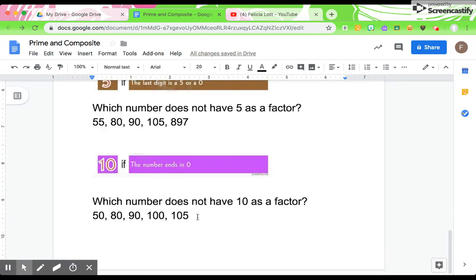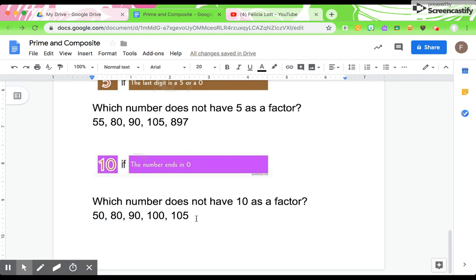And finally, we have 10. So which number does not have 10 as a factor? Some of you might be wondering because 10 is a large number. However, any number that ends in a 0 means that 10 is a factor. So looking at these 5 numbers, 50 ends in a 0, 80 ends in a 0, 90 ends in a 0, 100 ends in a 0, but 105 does not end in a 0, which means that 10 cannot be a factor. However, 105 does end with a 5, which means the number 5 is a factor.